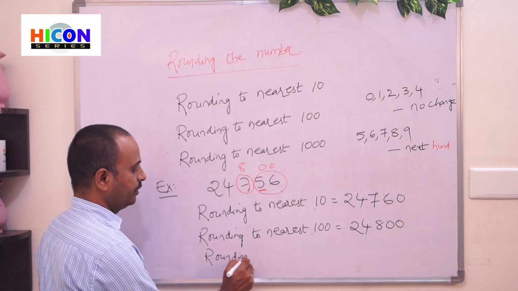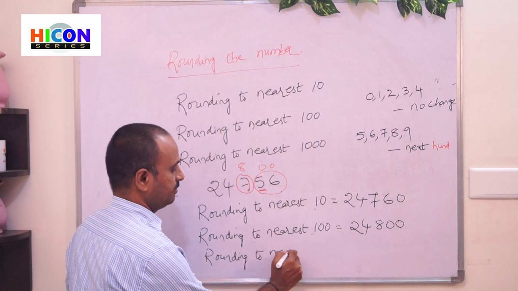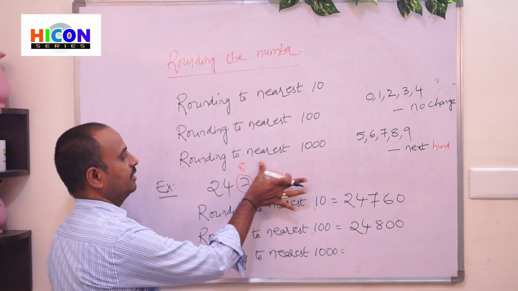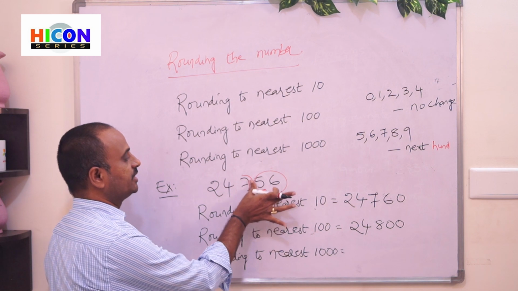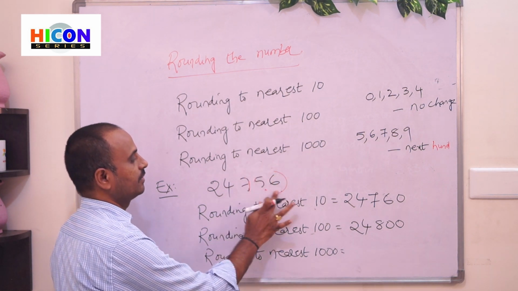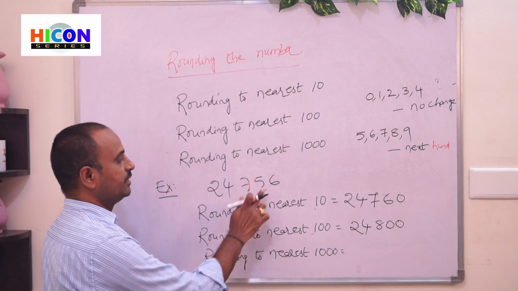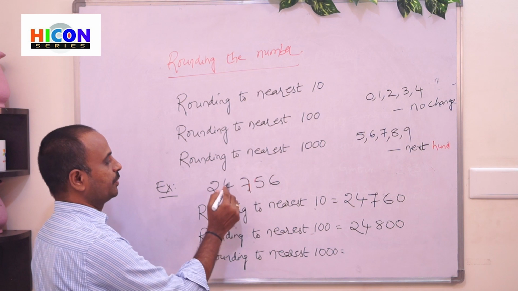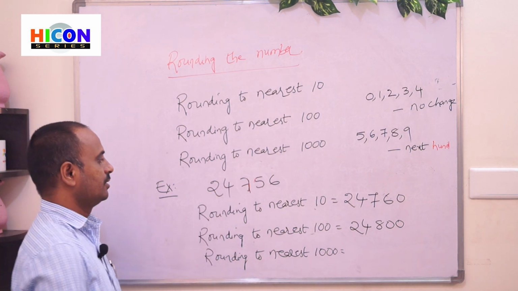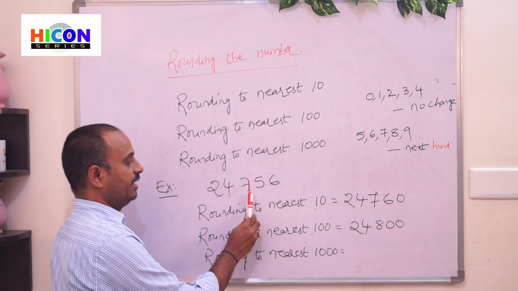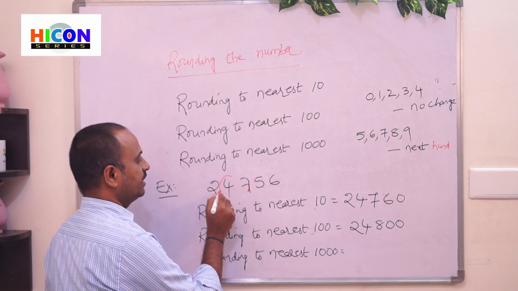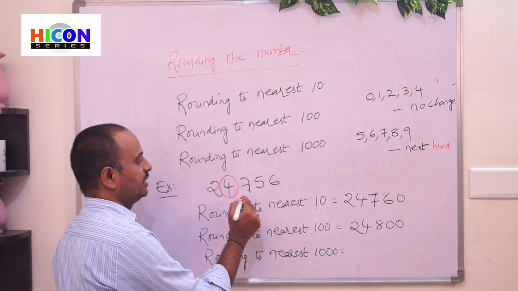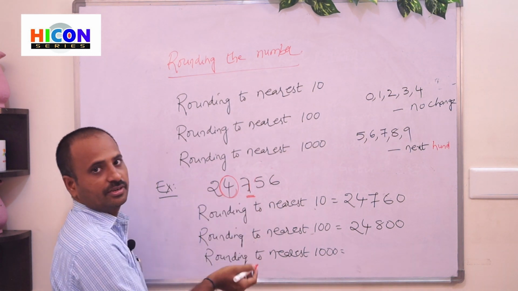Rounding to nearest 1000. Children, first identify the digit which is present in the thousands place. Here the digit present in the thousands place is 4. Ones, tens, hundreds, thousands. So next check the next digit. The next digit is 7.